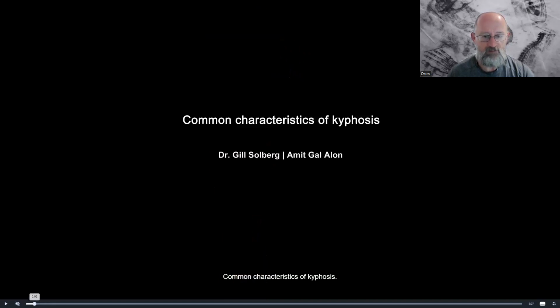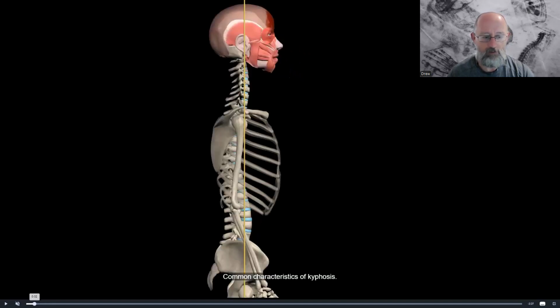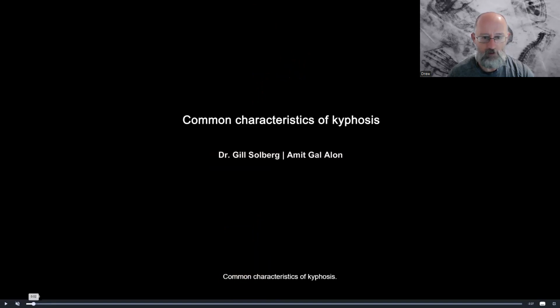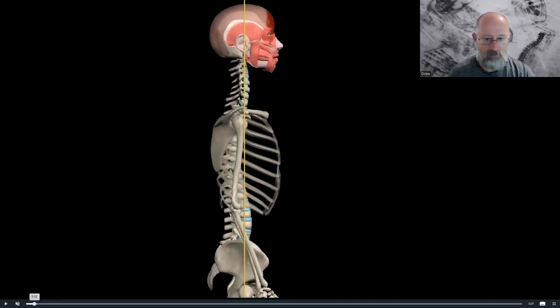So neutral is going to be somewhere around here. Let's give credit to these guys. This is from Dr. Jill Solberg and Amit Gal-Alon. These are the physical therapists who do a lot of the work in this app, so credit to those guys. This is your standing posture. When you're in standing, you're going to be adopting this type of position.